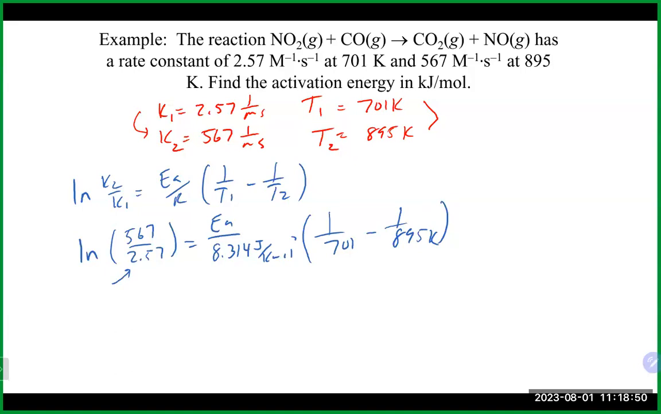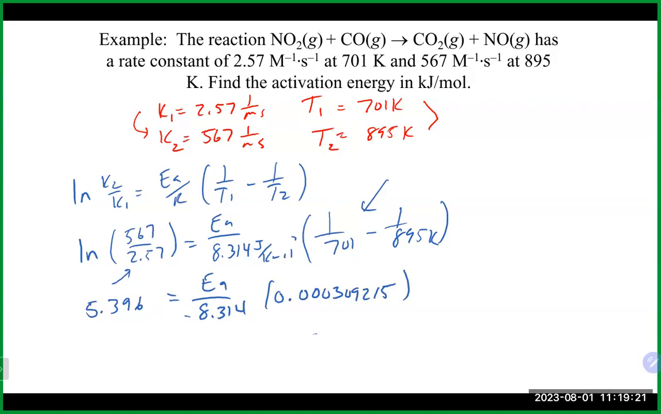So 567 divided by 2.57, and then natural log it. That's going to give you, I think, 5.396 equals Ea over 8.314. I'm going to also clean up the parentheses here. 1 divided by 701 minus 1 divided by 895. That's going to give us 0.000309215.